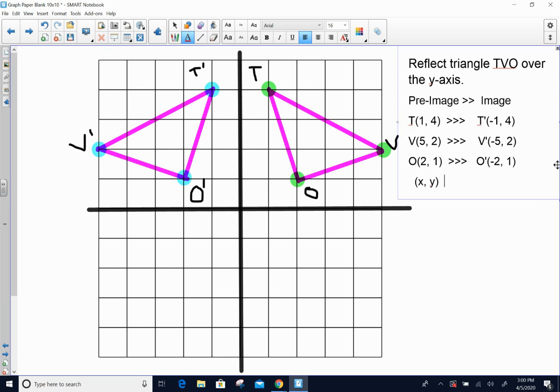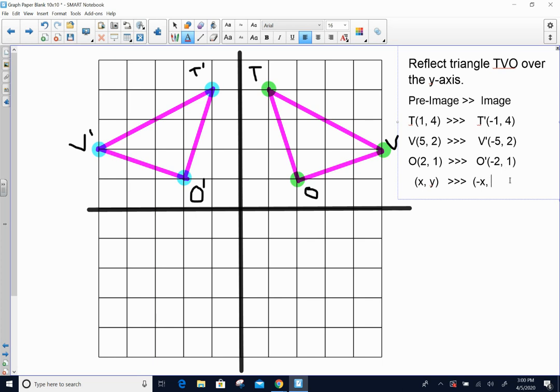All right, and then when I reflected that over the Y-axis, let's see how my X changed. I went from 1 to a -1. So the number, the 1 didn't change, but it went from a positive to a negative. Same thing with V. I had a +5, and that turned to a -5. And with O, I had a +2, that switched to a -2. So what's happening here is I end up getting the opposite of what my X value is.